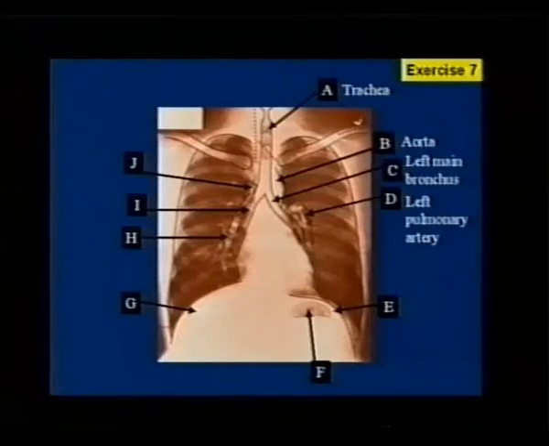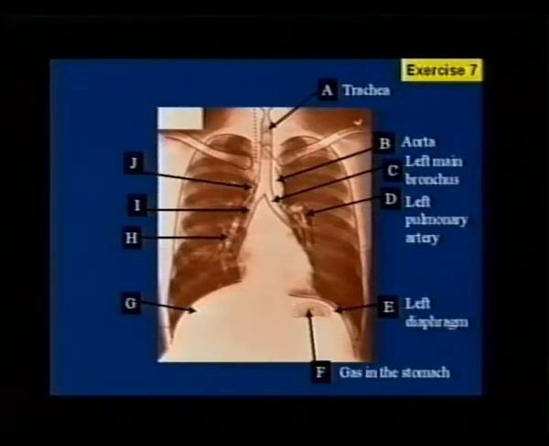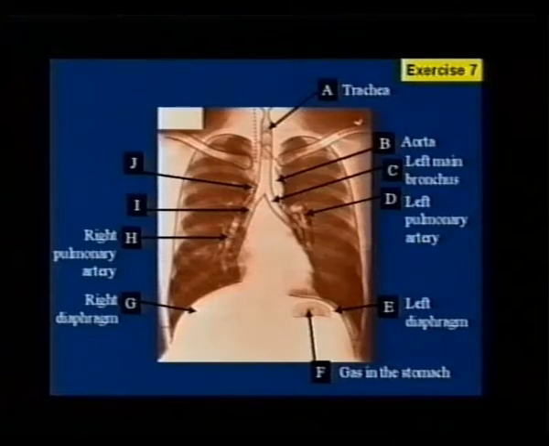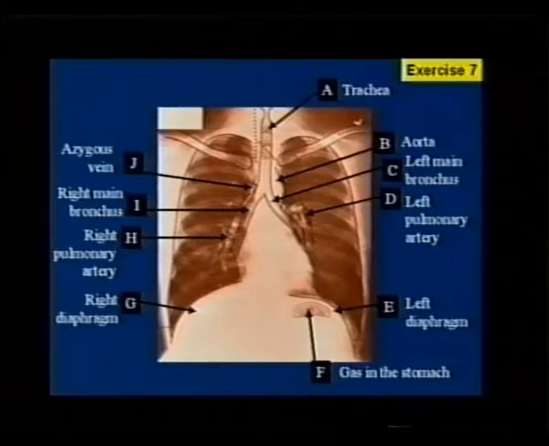Pulmonary artery arching over the left main bronchus. E is the left hemidiaphragm, and you can see the gastric air bubble F below the left hemidiaphragm. G, right dome of the diaphragm. Right pulmonary artery H. Right main bronchus I, and the azygous vein J.